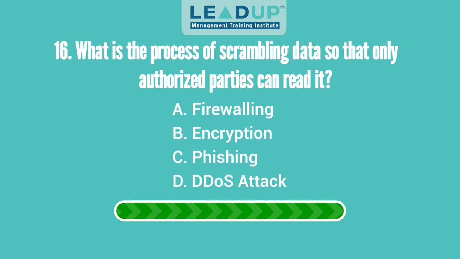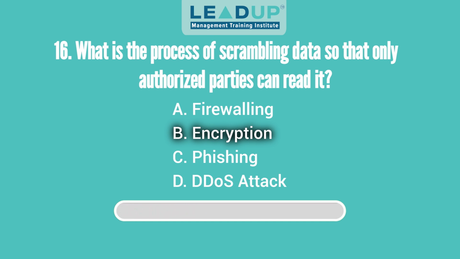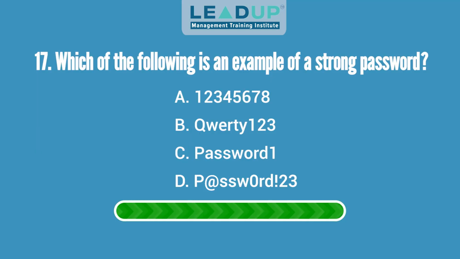What is the process of scrambling data so that only authorized parties can read it? A. Firewalling. B. Encryption. C. Phishing. And D. DDoS attack. Answer: encryption. Question 17. Which of the following is an example of a strong password?